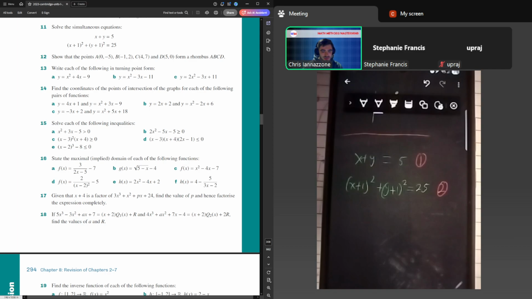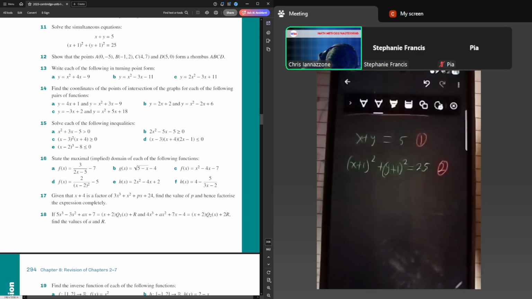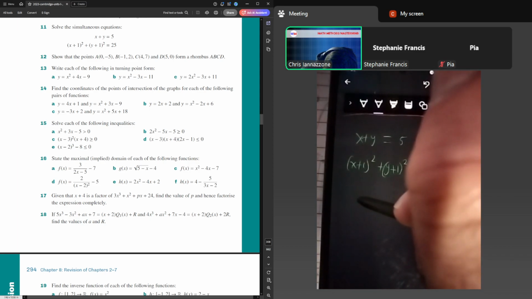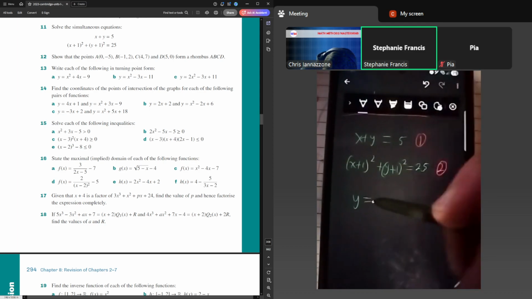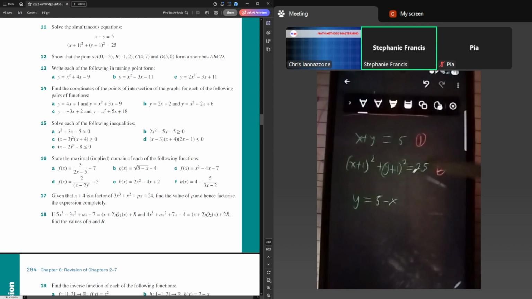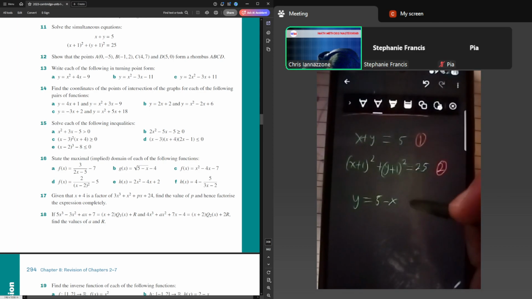There's definitely one easy way of going about this and one hard way of going about this. How would we start this one off if we're talking substitution? Just for the top one, you could make y or x take away 5. Yeah, totally. So let's say we have y equals 5 minus x.